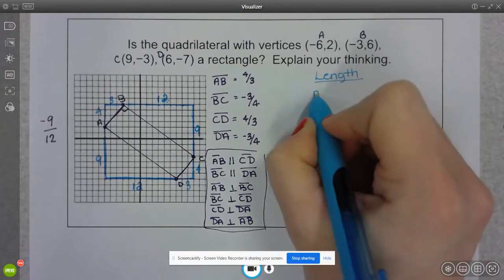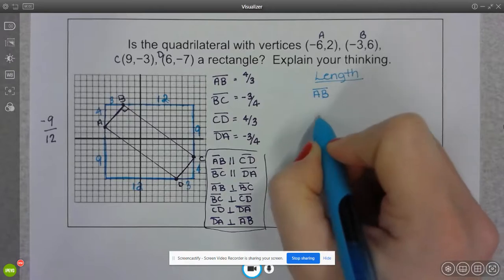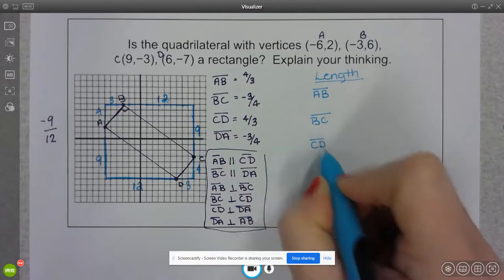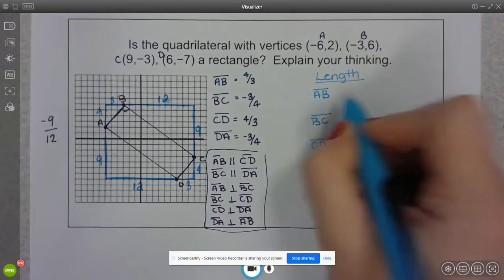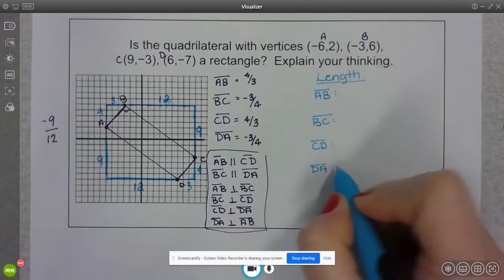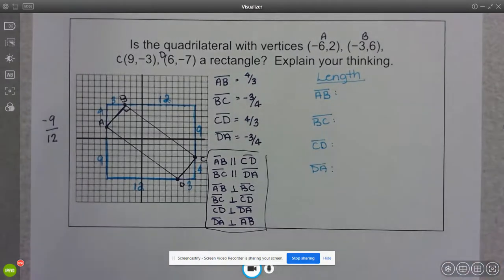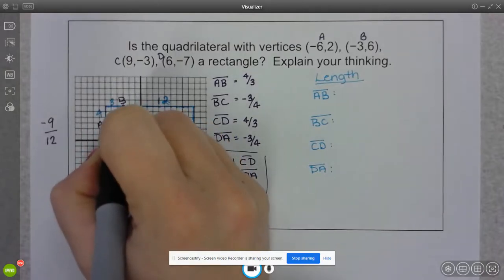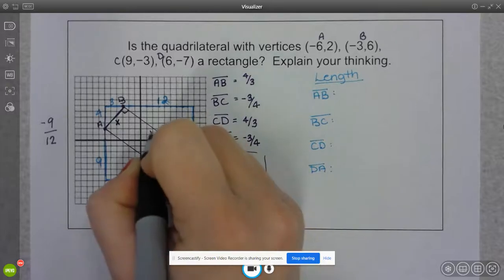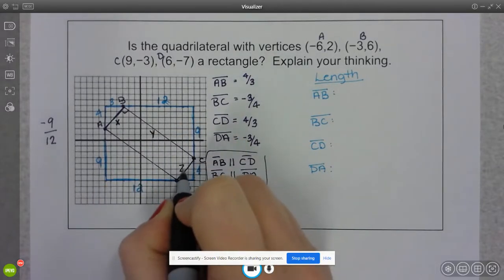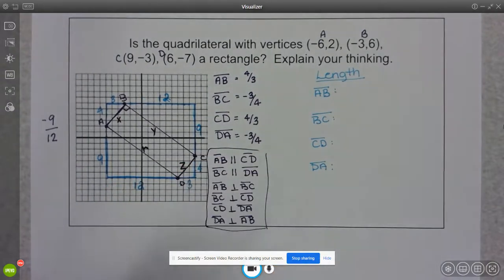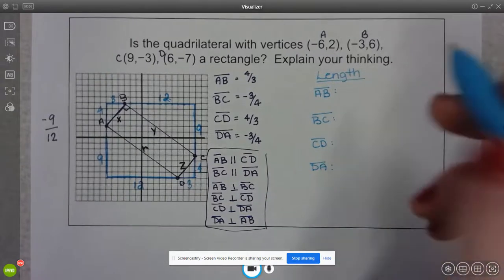So I need to find the length of AB, of BC, of CD, and of DA. So thinking back to yesterday, I'm using the Pythagorean theorem. So I'm going to label these. I'm going to do this in black so you can see it a little bit better. I'm going to label this X. I'm going to label this Y. I'm going to label this Z. And we'll just label this R, just so that we have variables to assign here.